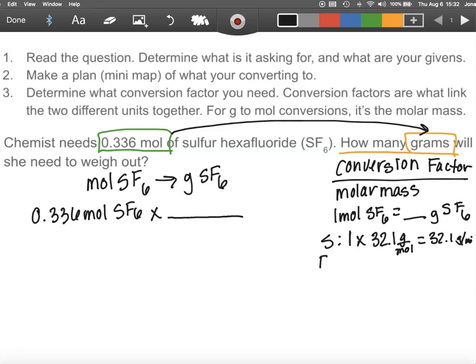Let's do fluorine next, okay? In the formula, how many fluorines are there? There are 6, so we will do 6 times the weight of fluorine, which is 18.9 if you look at your periodic table, grams per mole. You're going to need a calculator for this, so go ahead and take out your calculators and calculate 6 times 18.9. That's going to give us 113.4. Oops, let me fix that.